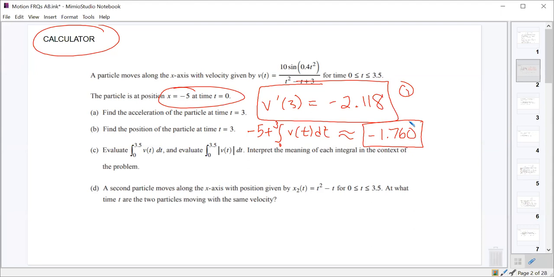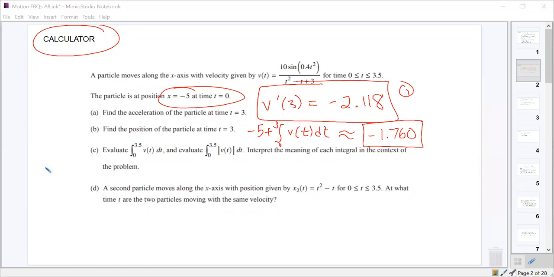Now, if they had said that the particle is at position x equals -5 at time t equals 1, instead of integrating from 0 to 3, I would then integrate from 1 to 3, right? If it said x equals 3 at t equals 2, I'd have 3 plus the integral from 2 to 3. Everybody good with that? Okay, that one is worth 3 points.